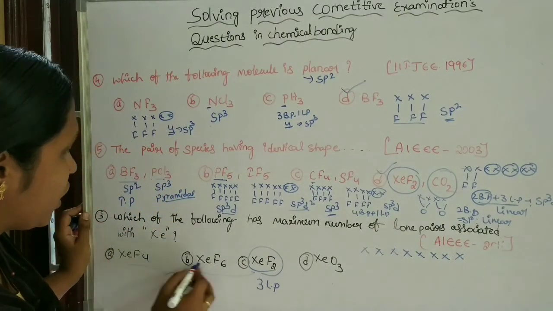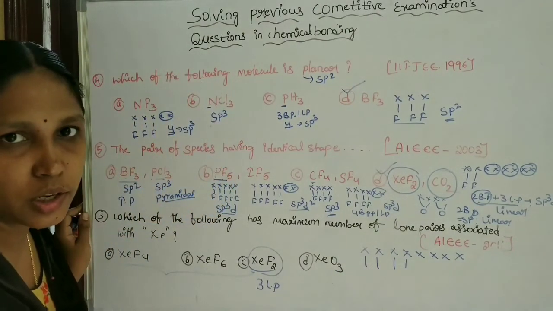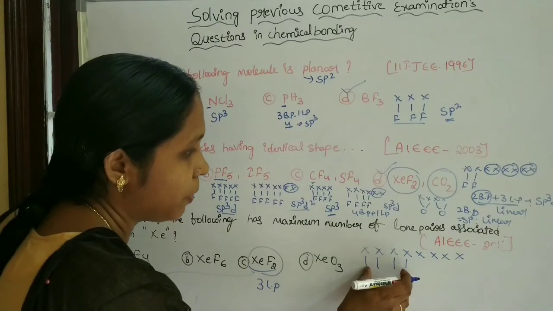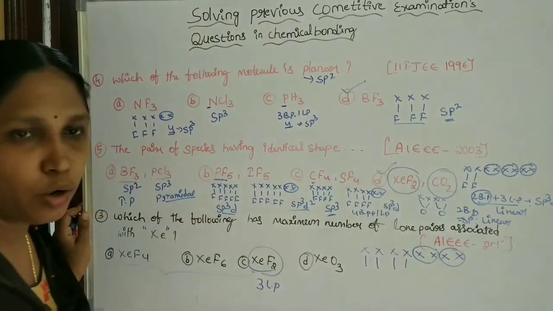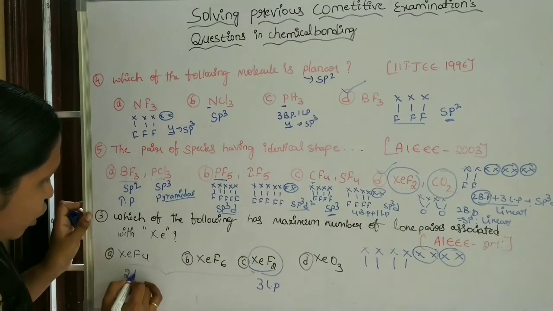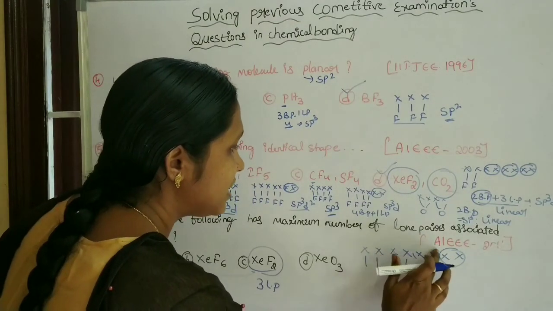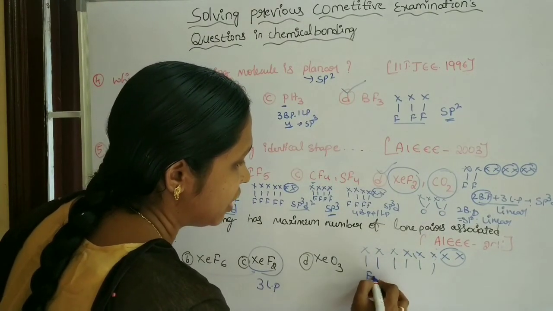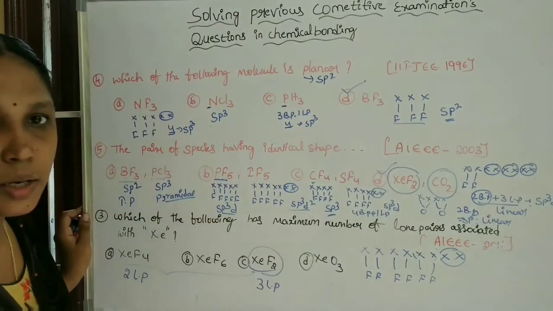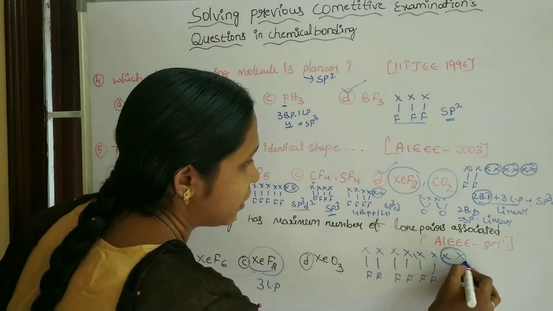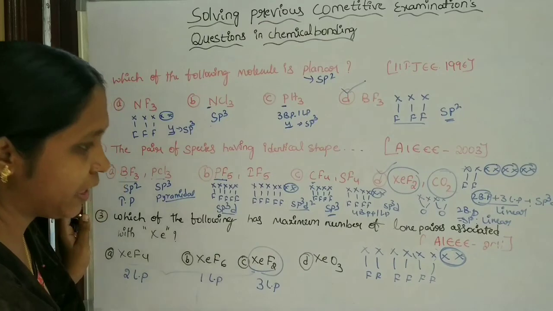Now we will see XeF4 and XeF6. XeF4: 4 electrons are involved in hybridization and form 4 bonded pairs and 2 lone pairs. So XeF4 shows 2 lone pairs. And XeF6: 6 electrons are involved in hybridization, 6 fluorines combine and form 6 bond pairs, and 1 lone pair. That means XeF6 shows 1 lone pair.